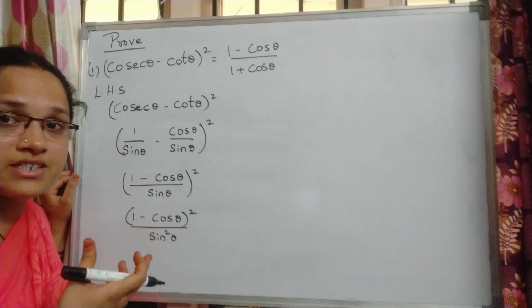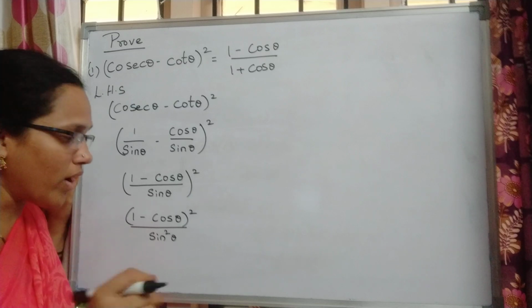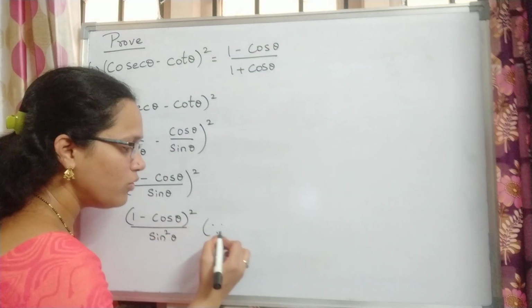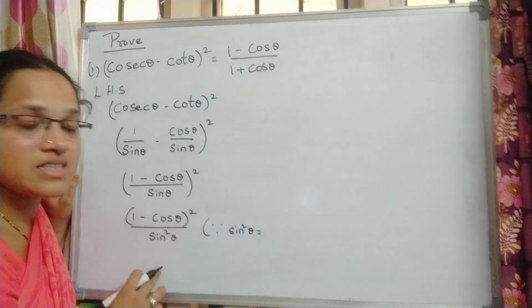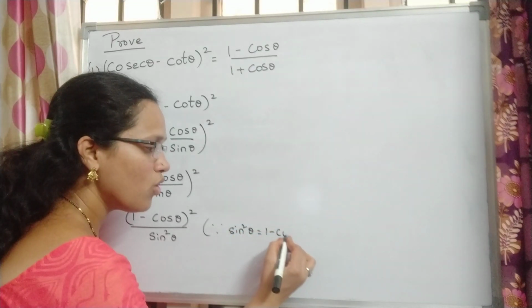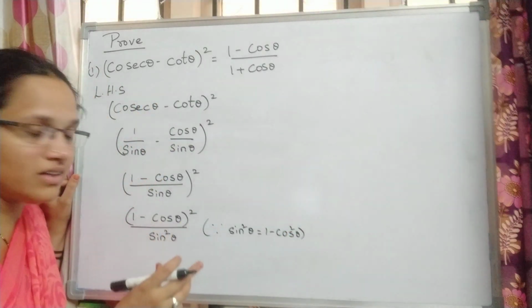So what is your first identity? Sine square theta plus cos square theta is equal to 1. However, we won't use the whole identity. We will use the other form of the identity, which is sine square theta is equal to 1 minus cos square theta. That identity we will use.